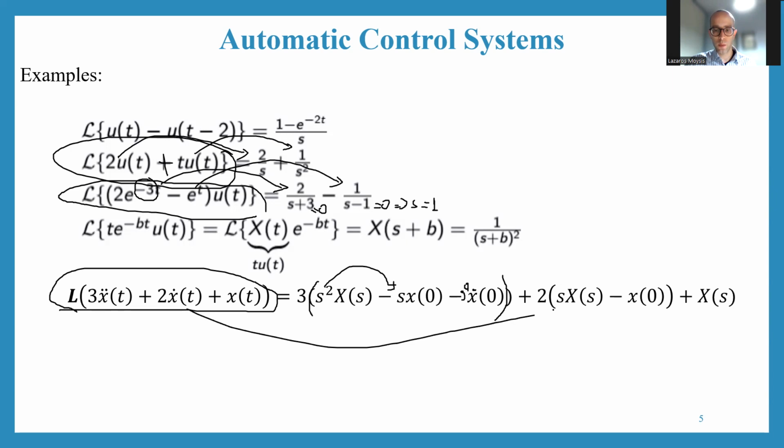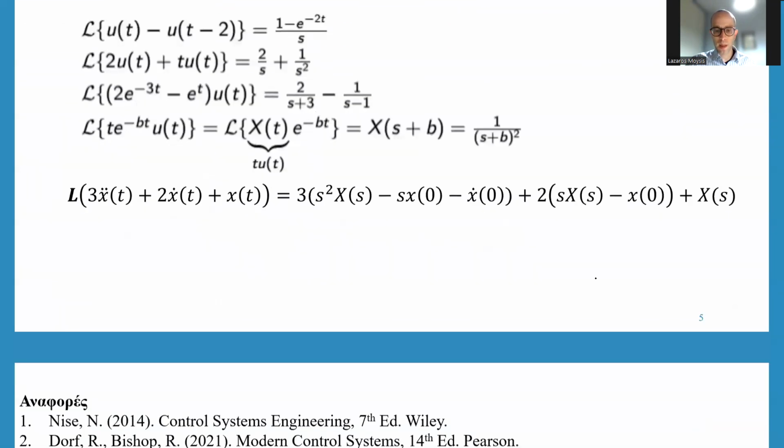Then for the second term, we go towards here. We have 2 times, parentheses. This is a first order derivative. So we have s times the Laplace transform minus the initial condition of the function at 0. Nice. And then this x right here becomes X(s). So again, this is a very simple formula. We're going to solve a lot of exercises, and you will see that computing the solution of a differential equation is very easy when you use the Laplace transform. Okay, so simple as that.